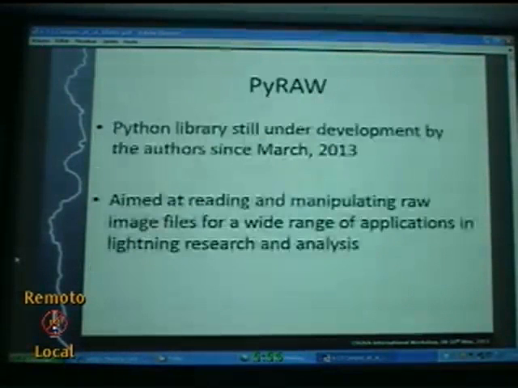Okay, talking about PyRAW. It's a Python library that some of the authors have been developing since March 2013. So it's very recent. It's still in the first versions of it. And it's aimed at reading and manipulating raw image files for a wide range of lightning analysis and research.